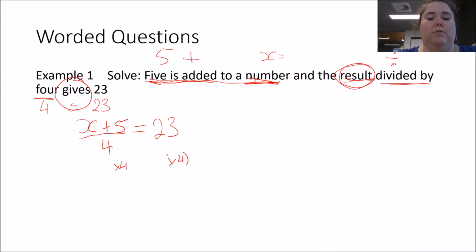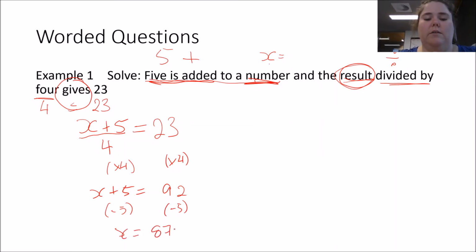Times by 4. x plus 5 equals 92. And then minus 5. So x equals 87. Done.